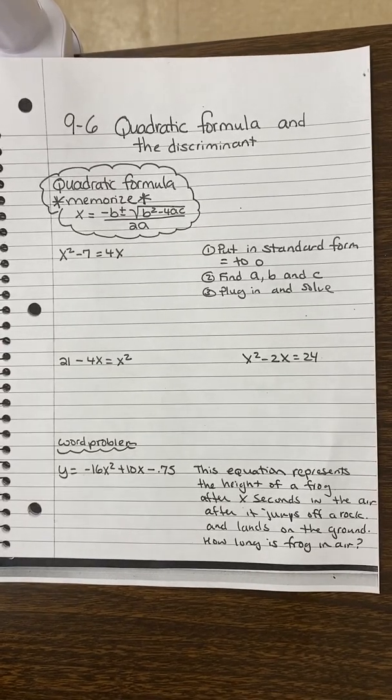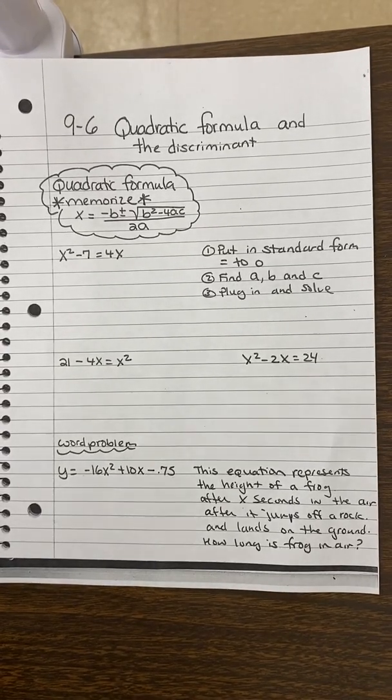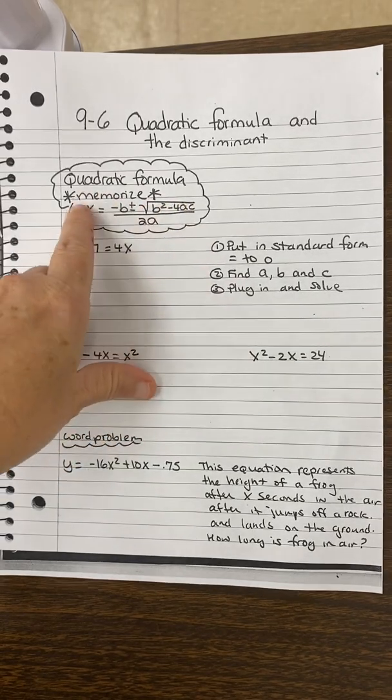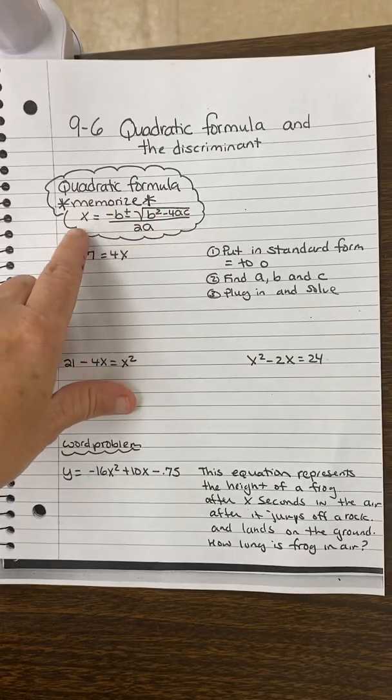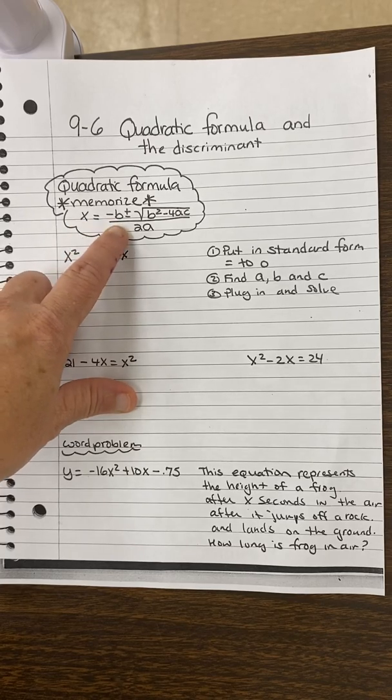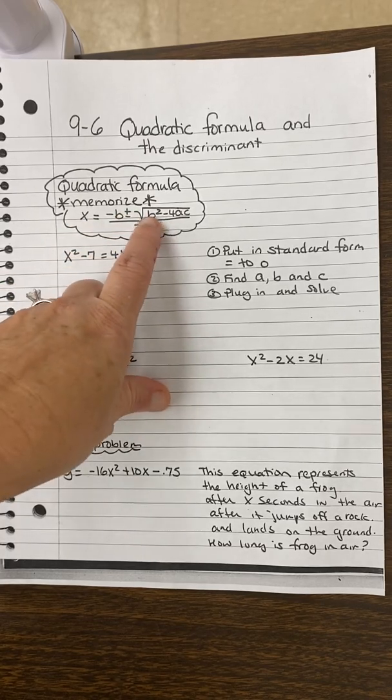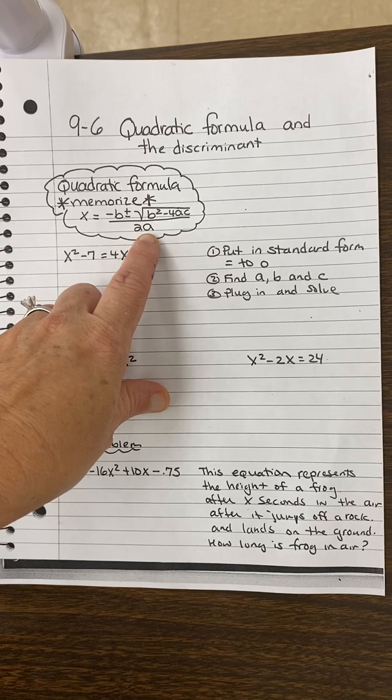Hi, today I'm going to talk to you about the quadratic formula and the discriminant. We're going to start off with the quadratic formula. You need to memorize this, and it is x equals negative b plus or minus the square root of b squared minus 4ac all over 2a.